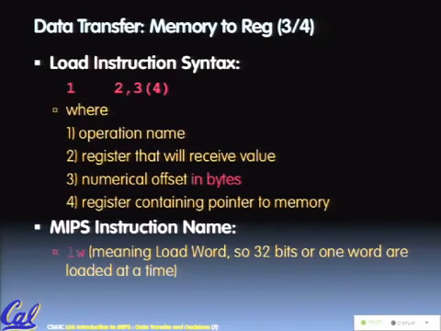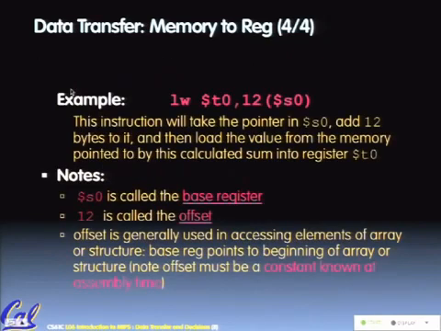So 1 is going to be LW. Next slide has it. LW. T0 is the guy getting clobbered, receiving the data. 12 is my offset. S0 is my pointer. Just like that slide. LW, T0, 12, S0.